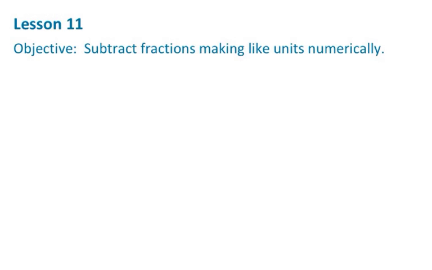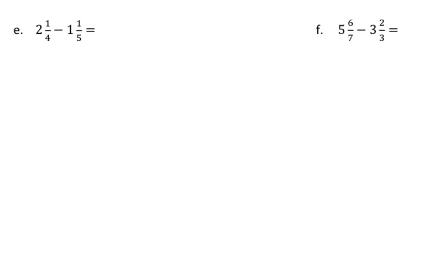This is grade 5, module 3, lesson 11, and in this lesson the objective is to subtract fractions, making like units numerically. So we're going to be working on homework problem number 1, and it's letter E, and it reads 2 1/4 minus 1 1/5. And I'm going to show you how to solve this problem two separate ways.